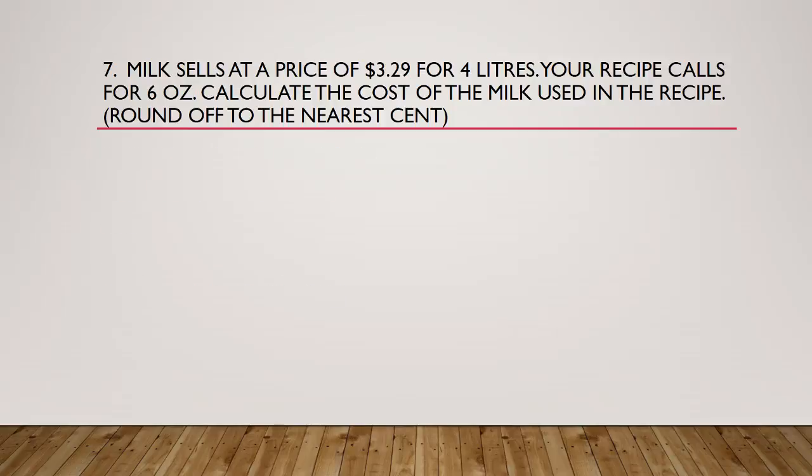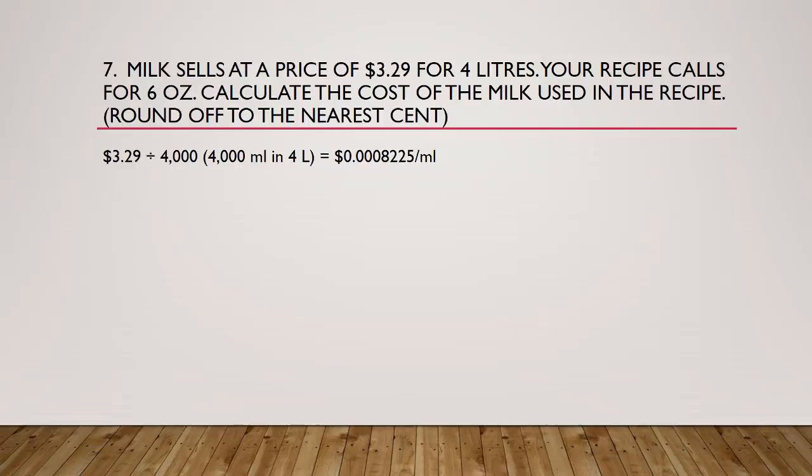Let's take a look at a really interesting one. Milk sells at a price of $3.29 for 4 liters. Your recipe calls for 6 ounces. So let's figure out the cost of milk for this recipe, and we're going to round it off to the nearest cent. There's a whole bunch of ways we can go here. I like to work with the smallest unit. It just makes me feel a bit more comfortable. This is the one I'm going to show you. Again, if you're going to use a different relationship, you're more than welcome, as long as you show me all of the logic that you use to get to your final answer.